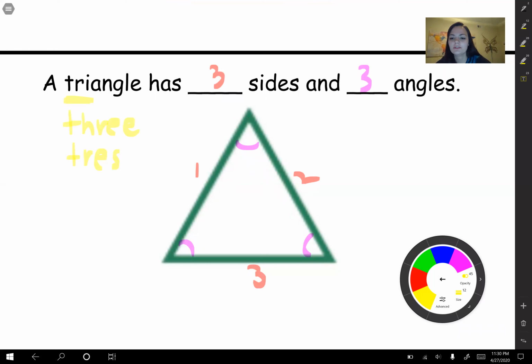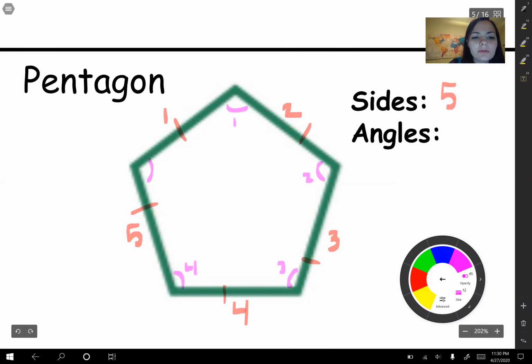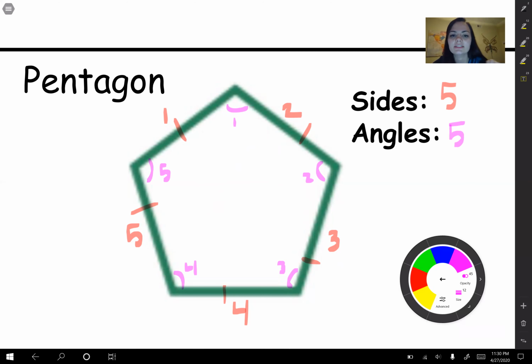Pentagon. Okay, so let's go ahead and count the sides. 1, 2, 3, 4, 5. I kind of like to write the number when I'm counting it so I don't forget. So it's going to be 5 sides, and with the angle 1, 2, 3, 4, 5. You can also write your number there if that's going to help you make sure you didn't count the wrong amount. So sides is going to be 5, angles is going to be 5. Pentagon is 5.